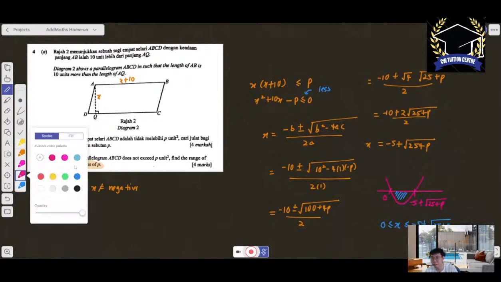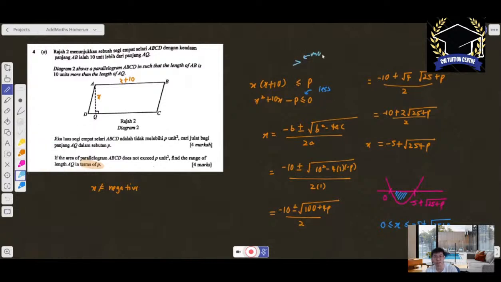If it's more than, not less than, if the question is about more than, it will be shaded on the top. It will be shaded on the top. Then your answer will go to the right side.